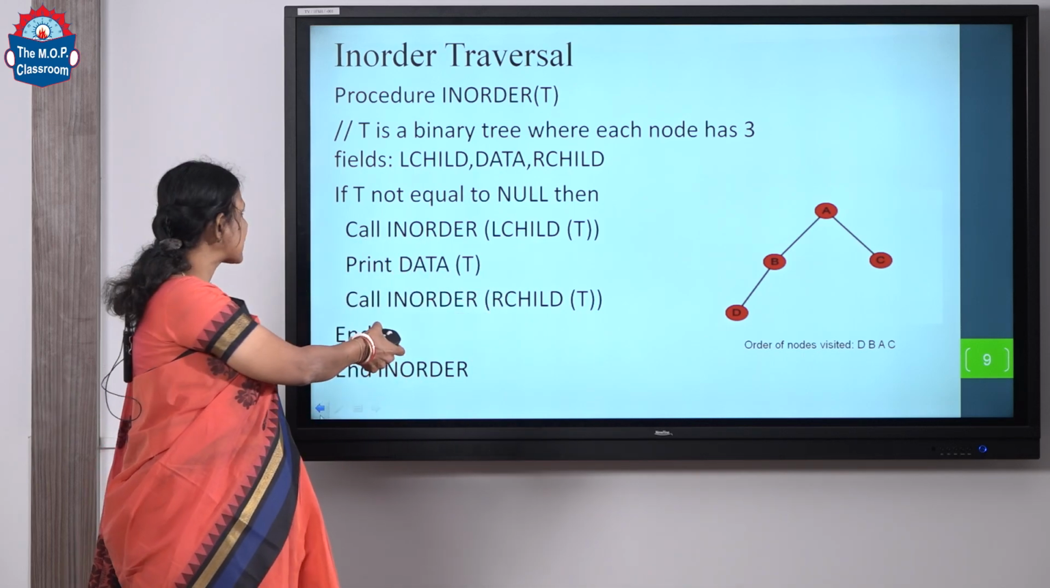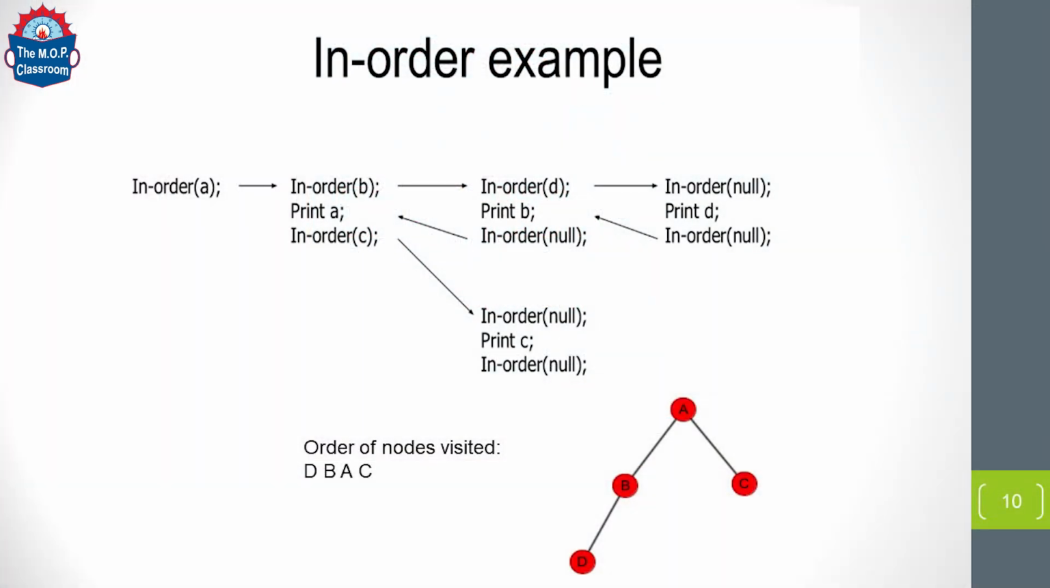We will see an example now. Look at the binary tree. So, inorder of A, it will start at A. Now, it will move on to inorder of B.